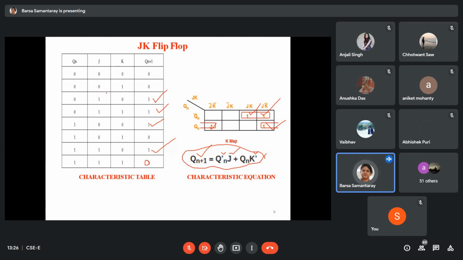कौन से condition में आया? 0 0 and 0 1. वेरी गुड. तो हम लोग बोल सकते हैं कि J is 0, K is don't care. That means either 0 में आएगा नहीं तो 1 में आएगा. तो देखो यहाँ पे previously 0, next value is 1.